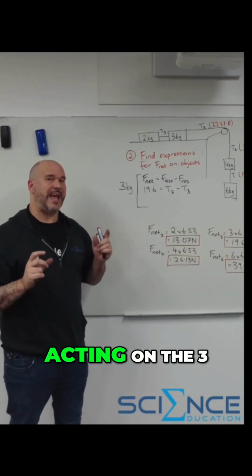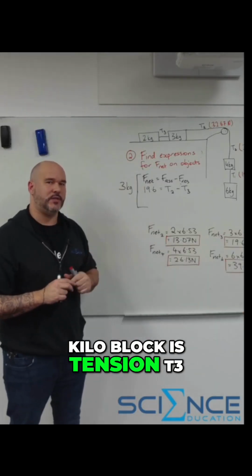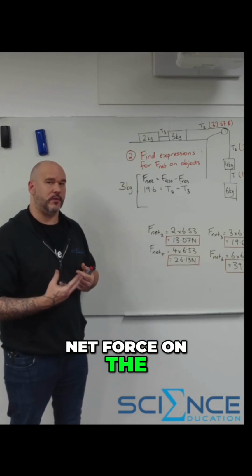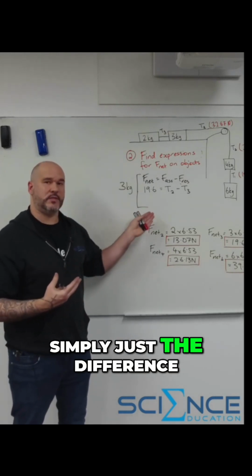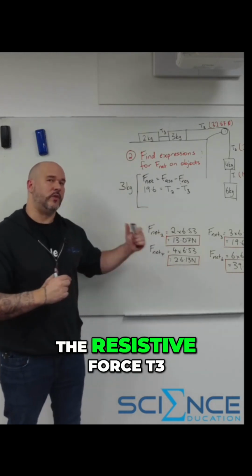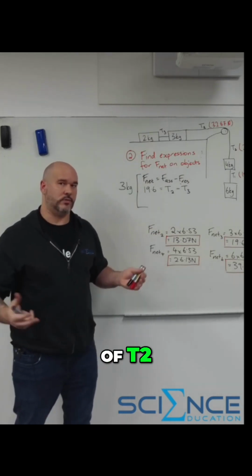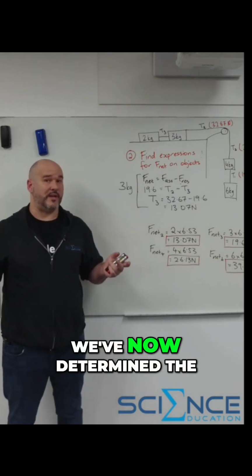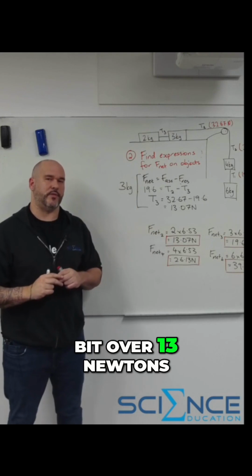Now again, assuming there's no friction, the only resistive force acting on the 3 kilo block is tension T3. We've already determined the net force on the 3 kilo object. We now recognize it's simply just the difference between the assistive force T2 and the resistive force T3. We know the value of T2. This allows us to figure out T3. We've now determined the tension in T3 to be just a little bit over 13 newtons.